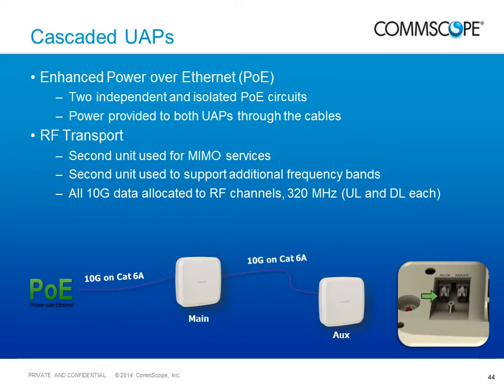We can either have two UAPs used for MIMO, Path 1 and Path 2, and they are powered and supported by the same Cat6a cable. Or we can have the second unit used for additional frequency bands. We have 320 megahertz of spectrum available at the UAP, and that applies to both uplink and downlink. So we have 320 megahertz of uplink and 320 megahertz of downlink, which supports the active spectrum in North America.